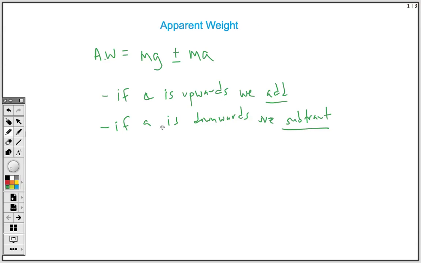Keep in mind though, this equation only applies to objects that are going upwards or downwards. There can be no left or right movement. There can be no angled movement. Only straight up or straight down. So let's take a look at an example problem.